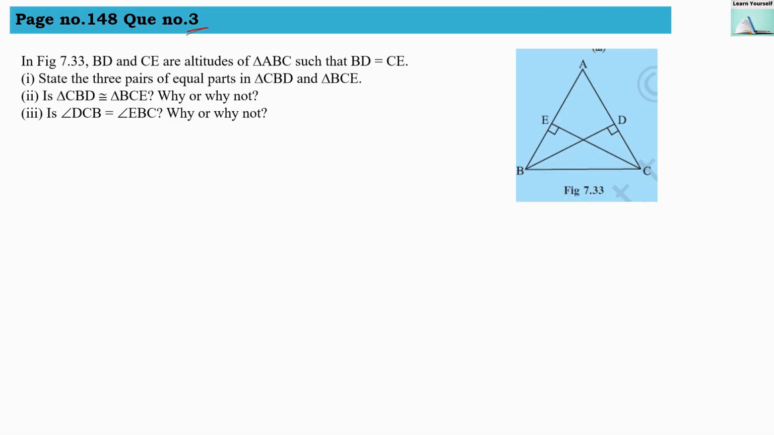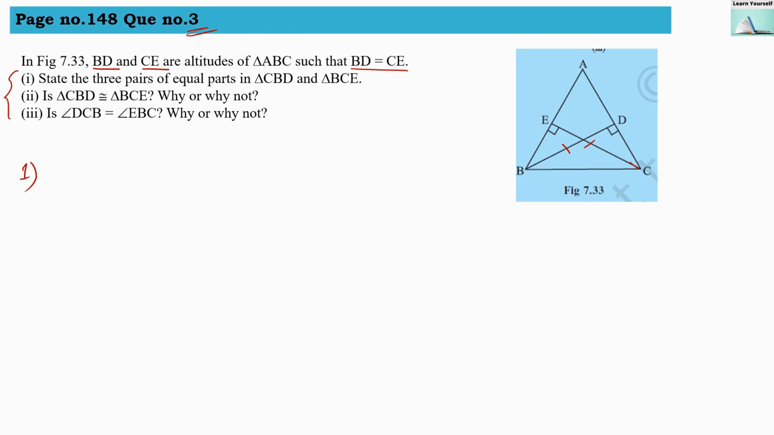Question number 3. In figure 7.33, BD and CE are altitudes of triangle ABC such that BD equals CE. So here BD and CE, they both are equal. And we have to answer the 3 questions. Let us take the first one. State 3 pairs of equal parts in CBD.